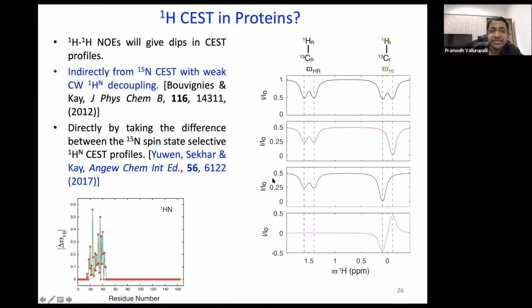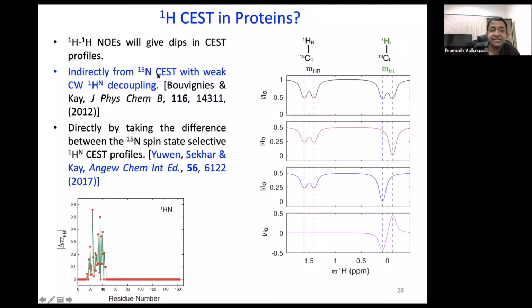Okay, so next we had to record proton CEST experiments to get the minor state chemical shifts of protons, amide protons and also H alpha protons. But as we know, amide proton-proton NOEs will give dips in CEST profiles, which may lead you to believe that there's a minor state when there isn't one. Luckily for us, this problem has been solved earlier.